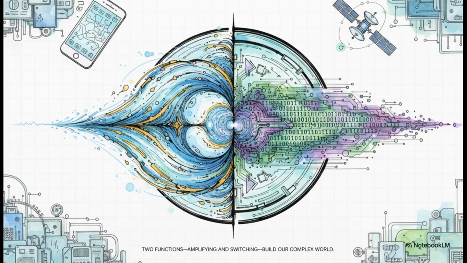It's just two jobs, two simple functions: amplifying a signal to make it stronger and switching a signal on or off to represent information. That's it. But it's doing these two things at a scale and speed that is almost impossible for our brains to even comprehend. And that is what makes everything from your smartphone to space exploration possible.